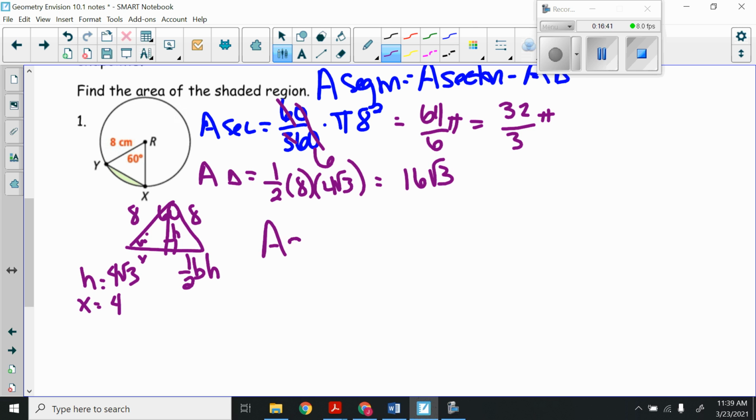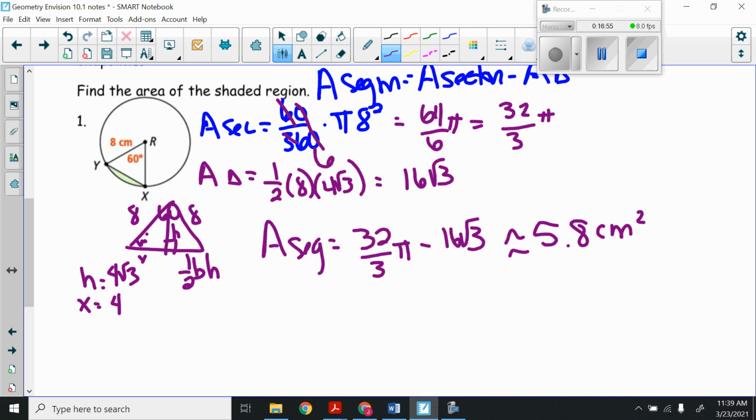So the area of my segment is going to equal 32/3 pi minus 16 square roots of 3. We're going to go ahead and put that in our calculator. And when we do, we get that approximately 5.8 square centimeters.